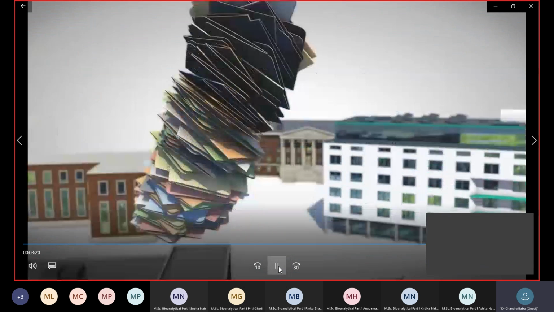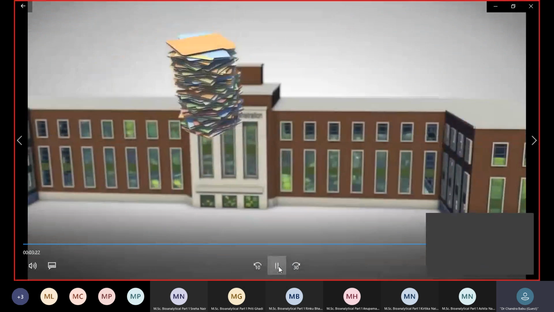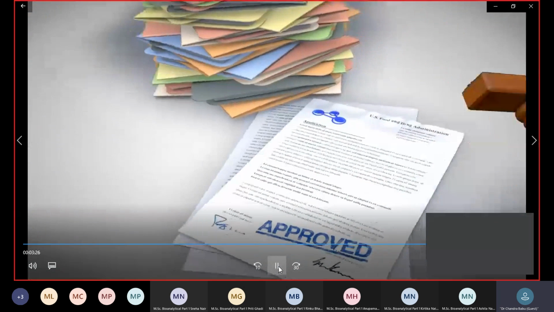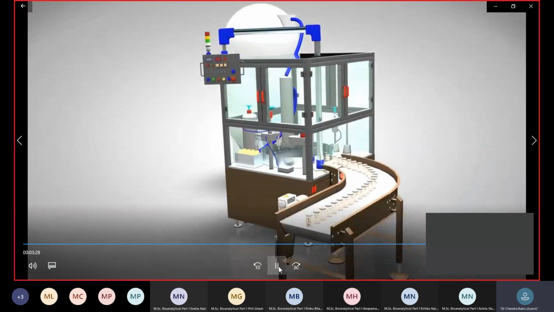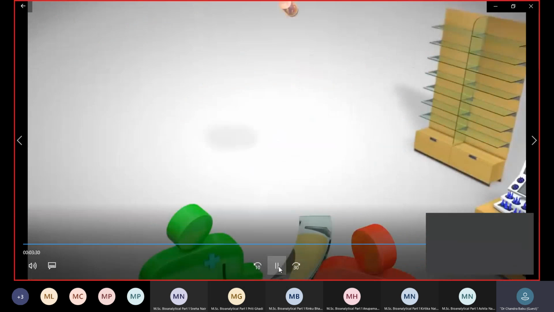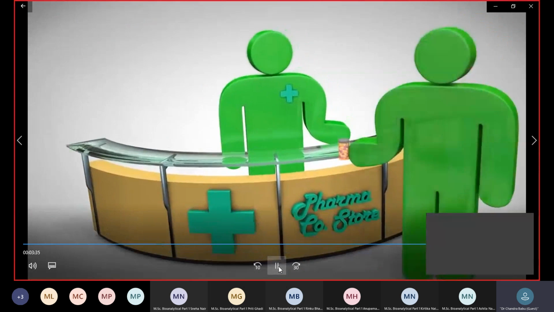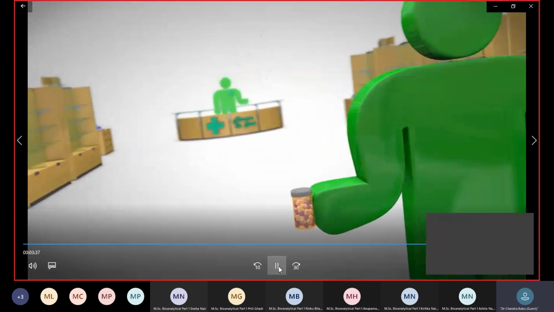FDA will need to make its decision on the drug's safety, efficacy, and quality. If approved, the drug can be manufactured and sold to prevent or treat the disease in question. But the process doesn't stop there. The FDA will continue to monitor the drug's safety and effectiveness for as long as it remains on the market.